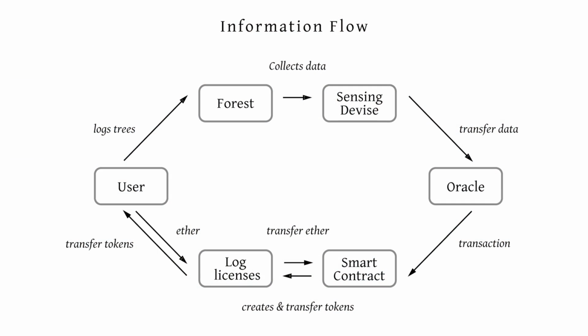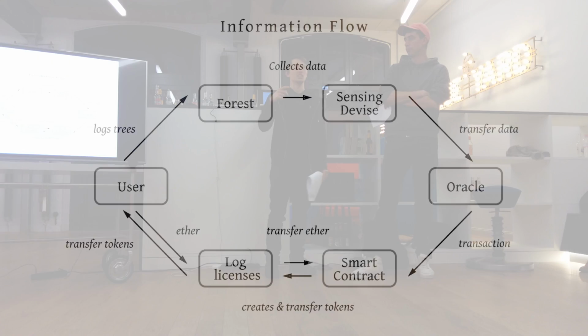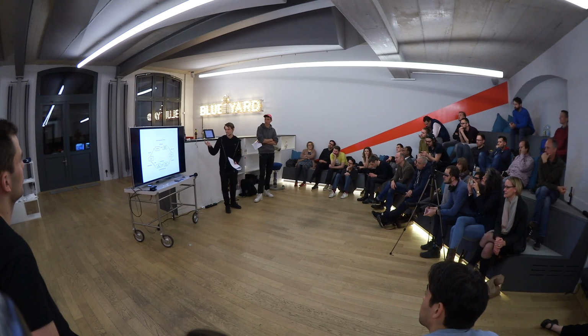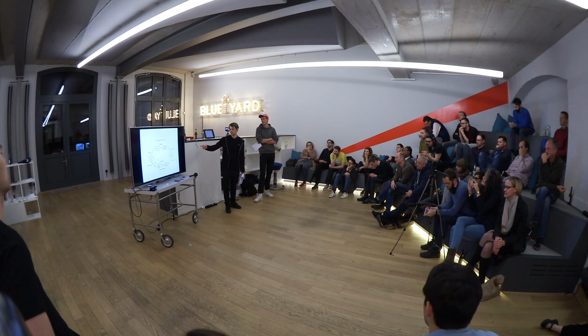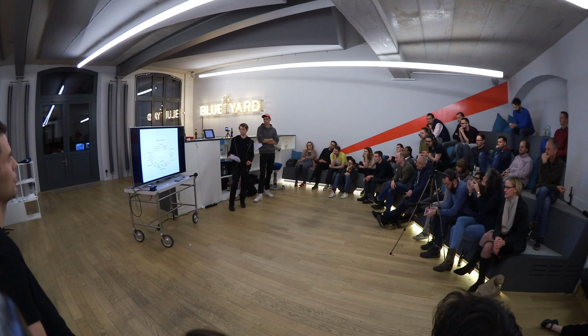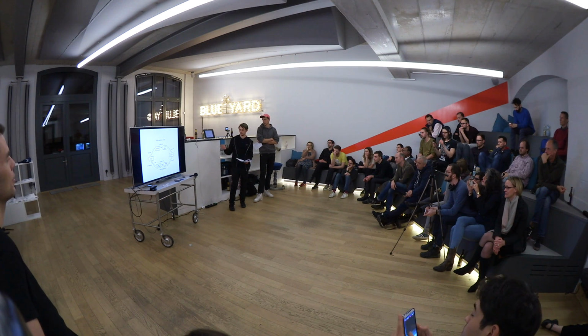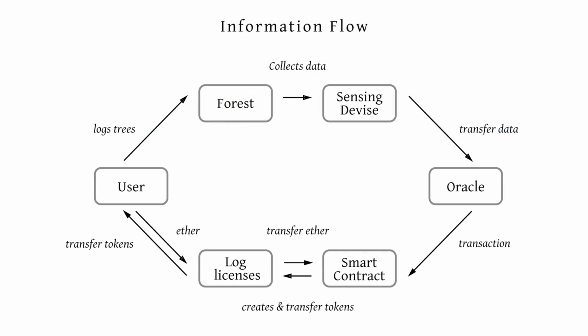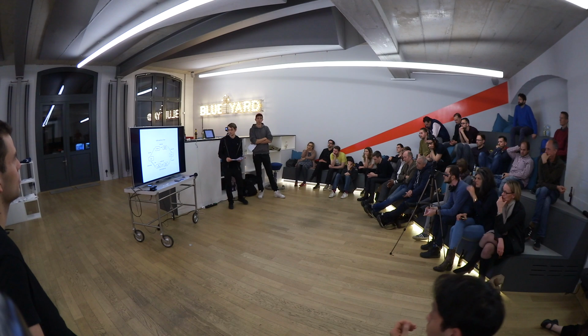The information flow is really close to what Trent showed before, in a cybernetic way, like a legal system. In German, it's called a feedback circle. So the sensing device collects data from the forest and transfers the data to the oracle, which sends a transaction to the smart contract. The smart contract creates tokens and builds licensing, creates lock licenses, and the user then buys these lock licenses and transfers Ether back, and the user goes into the forest and locks the trees.